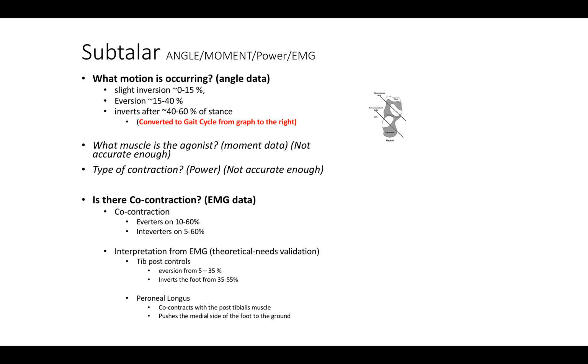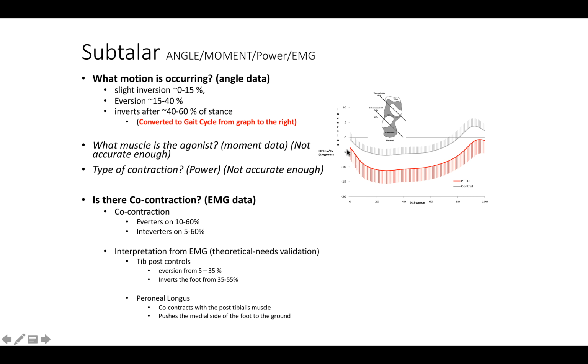So now we'll look at the subtalar joint, the angle, moment, power, and what we know about the EMG data. We'll start with some data that we collected here in the lab and we've looked at before in this class. We have inversion here positive and eversion negative, and this is the stance phase. I'll convert this in a minute to gait cycle. But what we can see here is about 20%, which is around 10% of the gait cycle, synchronizes pretty much with foot flat.